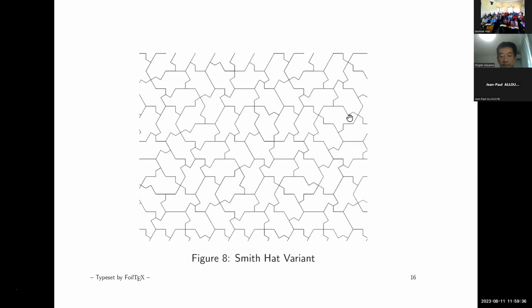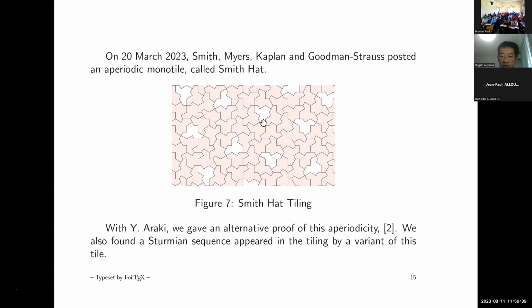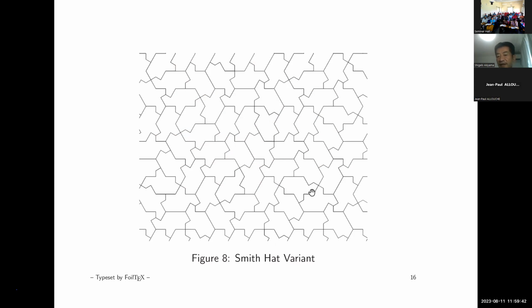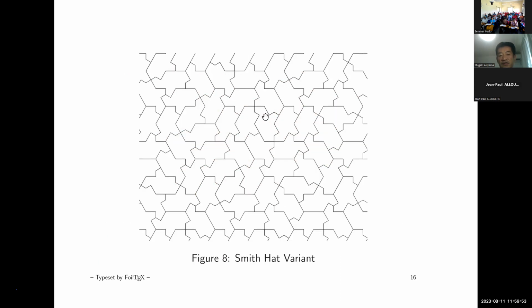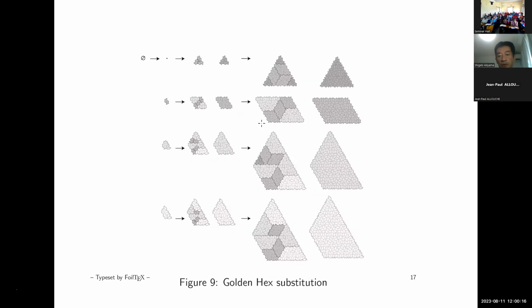Okay, so this is the Smith hat and this style is slightly different. But in this paper by the four authors, they said that this and this belong to the same family and have the same property. It's just changing the ratio of the edges. So this belongs to the same family of aperiodic tile sets. Okay, this is a Smith hat variant. Okay, and we found some substitution rule.